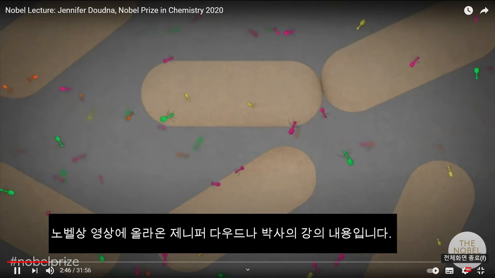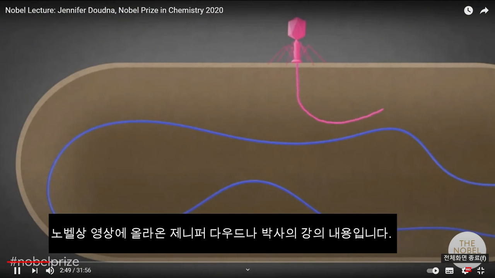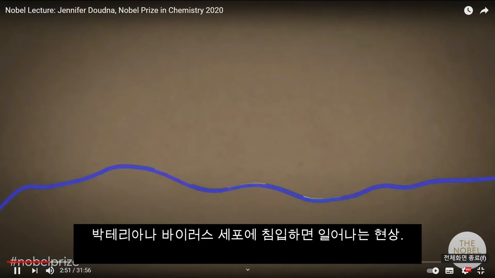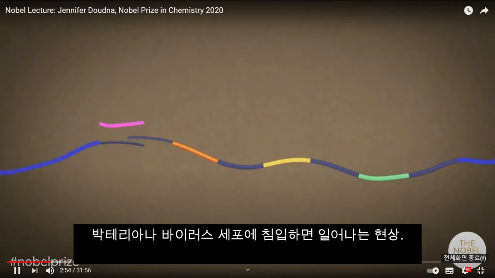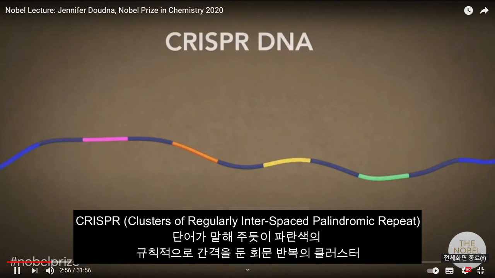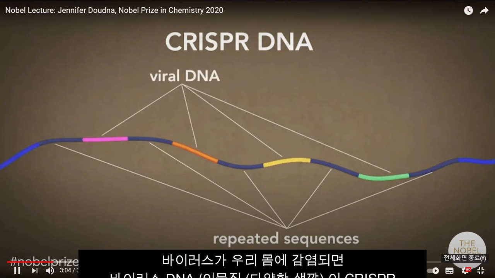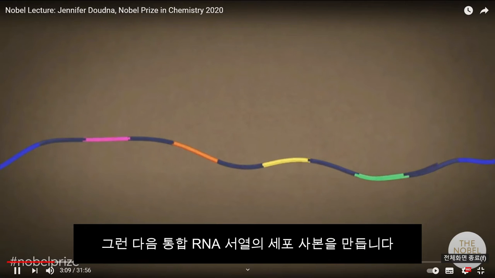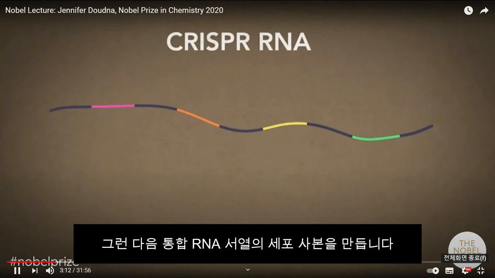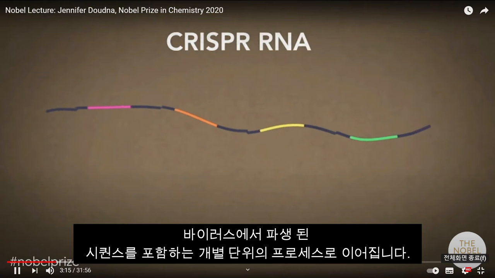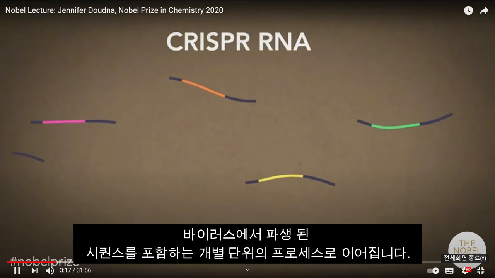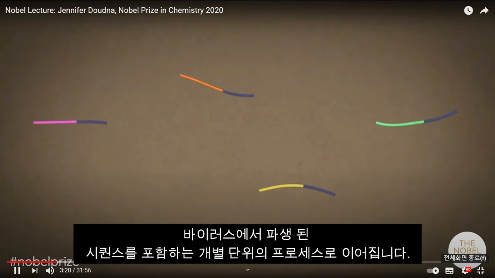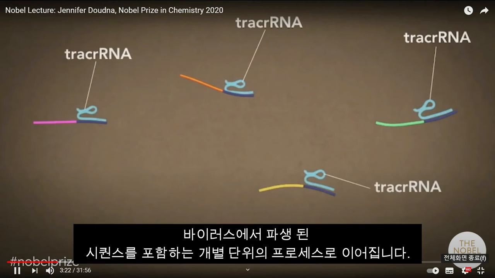Nature, where bacteria that might be growing in a biofilm are being infected by viruses. When the virus injects its DNA into the cell, the cell can acquire a small piece of that foreign DNA into the CRISPR locus, a place in the genome that consists of repeated sequences that flank these integrated sequences from viruses that are called spacers. And the cell then makes a copy of that integrated sequence in the form of RNA, which is then processed into individual units that include a sequence derived from a virus.